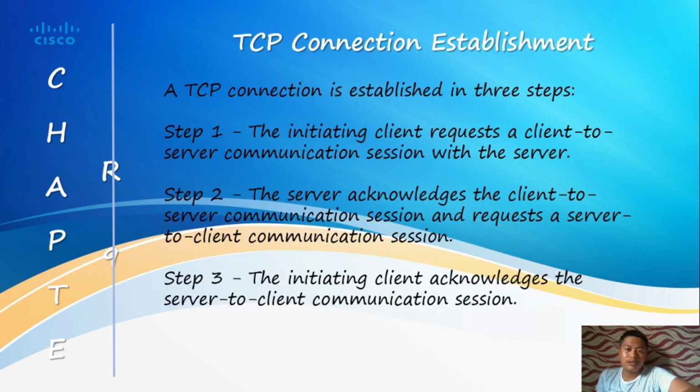TCP connection establishment. A TCP connection establishment is a 3-step process. Step 1 is the initiating client requesting a client-to-server communication session with the server. Step 2 is the server acknowledging the client-to-server communication session and requesting a server-to-client communication session. Step 3 is the initiating client acknowledging the server-to-client communication session.